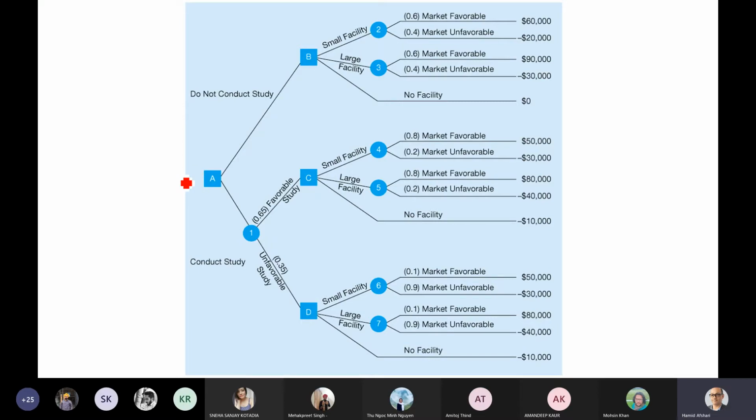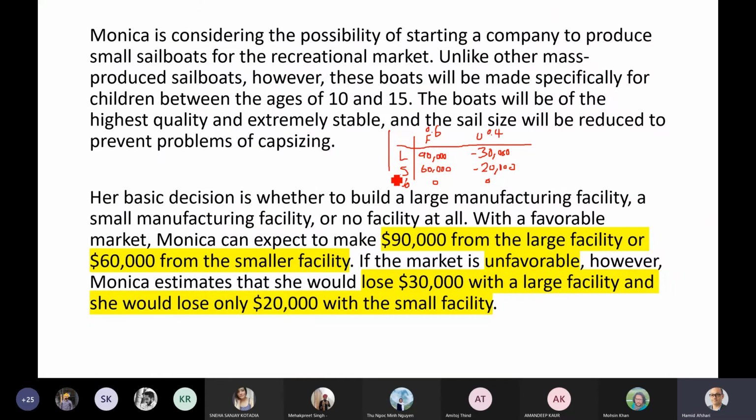Step number three, we should define the probabilities. The first piece of the problem is do not conduct a study. When it says do not conduct a study, it means that we should just make a decision based on this decision table. So all I am going to do is define a 60% chance for a favorable market and a 40% chance for an unfavorable market. And this is true for all of the large, small, and no plant decisions.